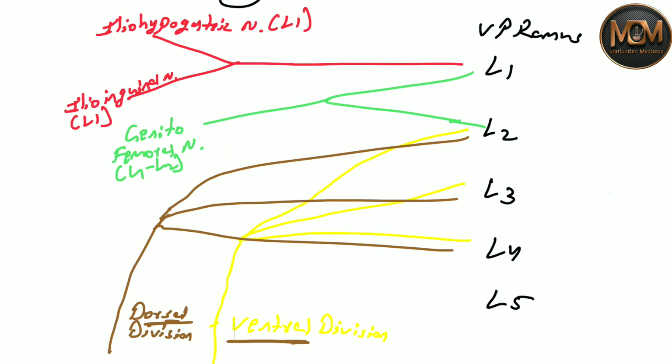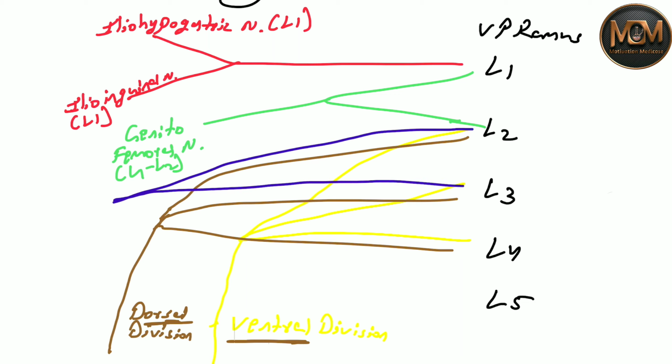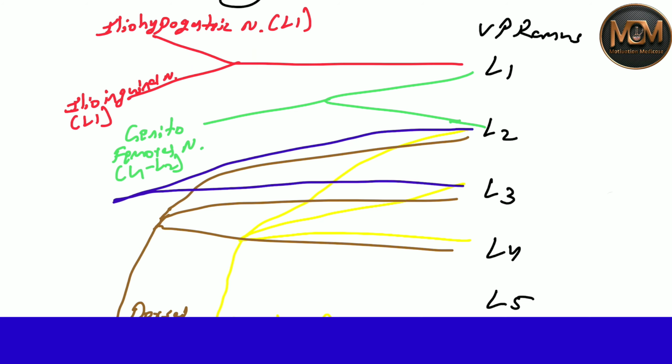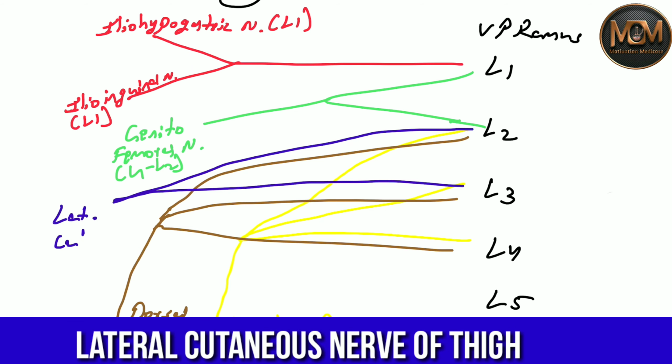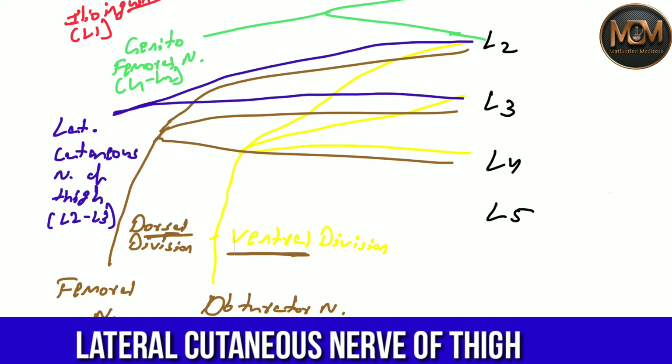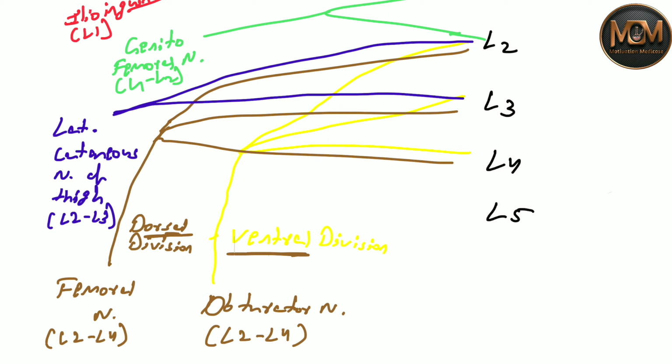Now one more branch comes out from L2 and L3. So I will take some different color. From L2 and L3, this will give one branch, and the name of this branch will be the lateral cutaneous nerve of thigh. Its root value will be L2 and L3. Now after this, just two more nerves we have to see.